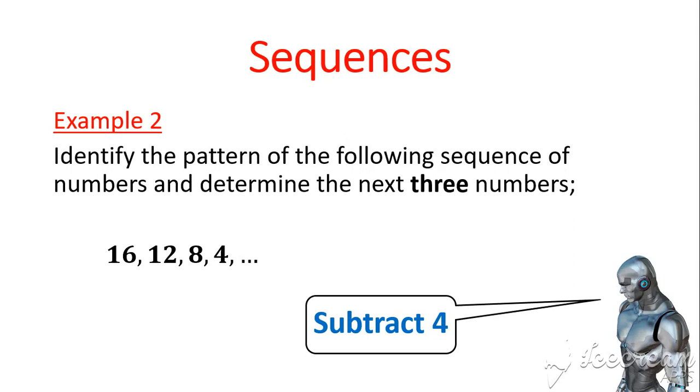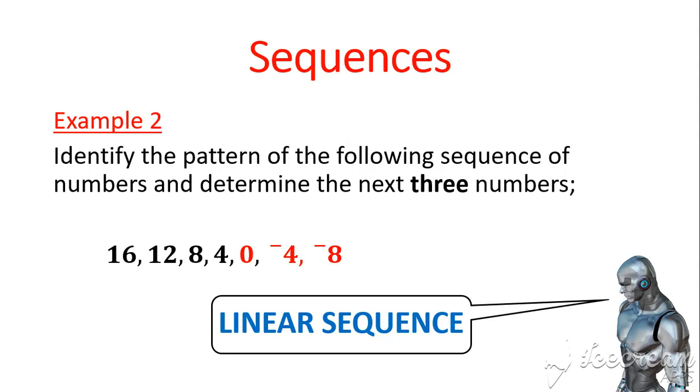4 minus 4 is 0. 0 minus 4 is negative 4. And negative 4 minus 4 is negative 8. So we're subtracting 4. Because we are subtracting the same amount every time, it still gets called a linear sequence.